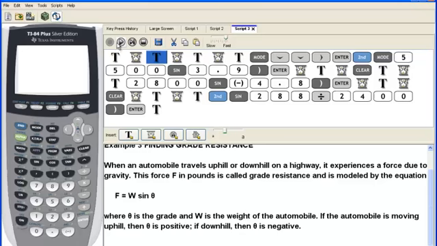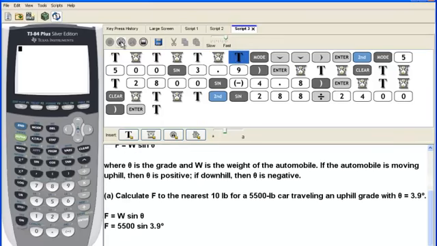This force F in pounds is called grade resistance and is modeled by the equation F is equal to W times the sine of theta, where theta is the grade and W is the weight of the automobile. If the automobile is moving uphill, then theta is positive. If the automobile is moving downhill, then theta is negative.